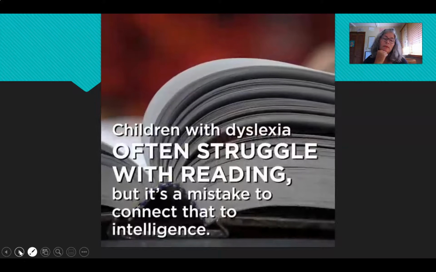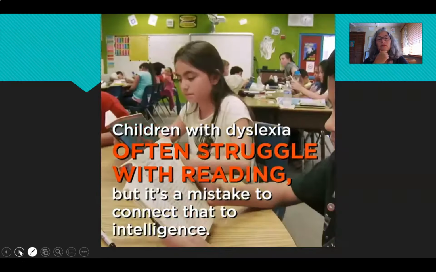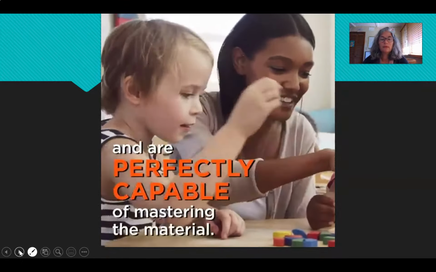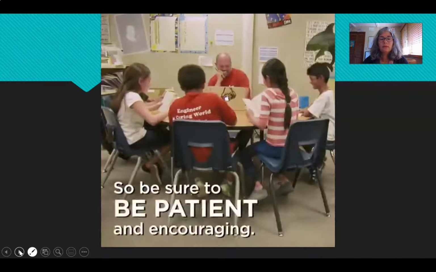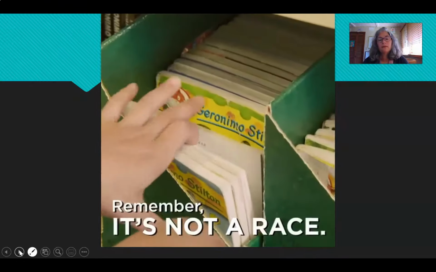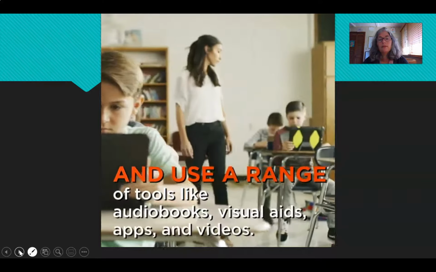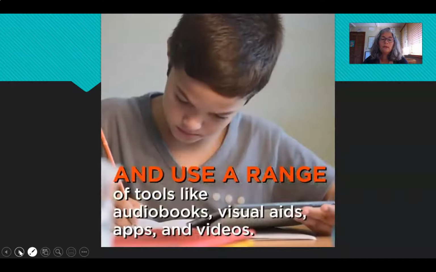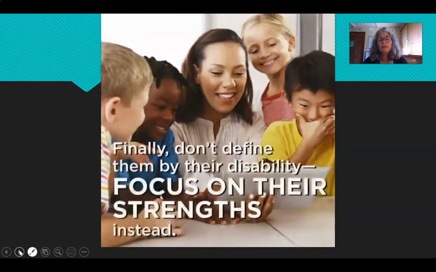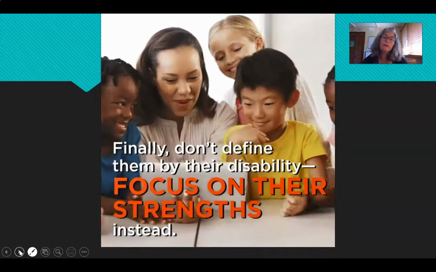Children with the condition often struggle with reading, but it's a mistake to connect that to intelligence. They are just as bright as other students and every bit as capable of mastering the material. So be sure to be patient and encouraging with your students with dyslexia. Remember, it's not a race. And try to offer them a range of tools like audiobooks, visual aids, text-to-speech apps or videos. Finally, don't define them by their disability. Focus on their strengths instead.